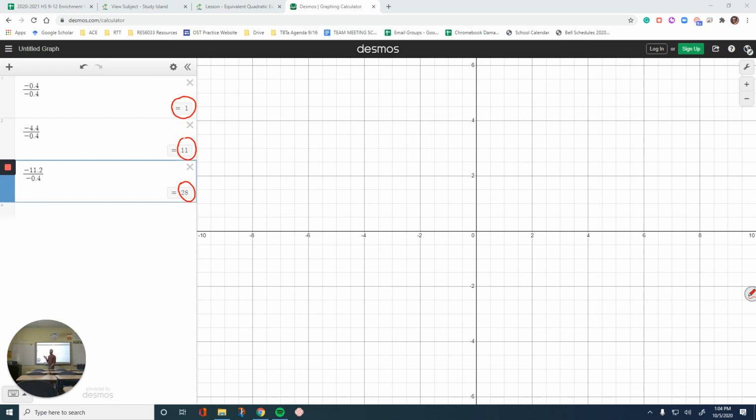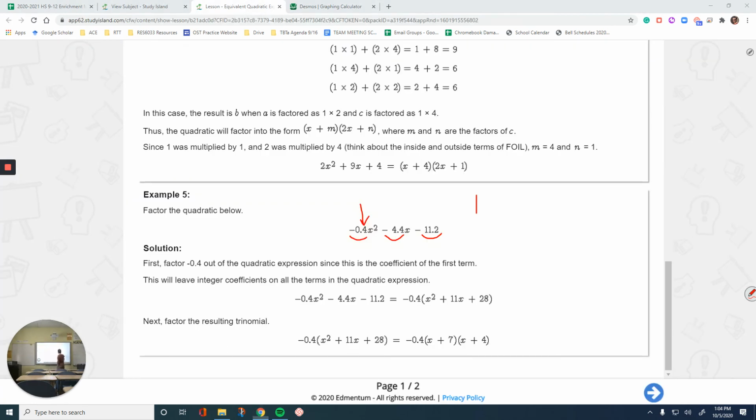If you want to, you can pause the video and look at the divisions to see what is going on in there. 1, 11, and 28 are my numbers. Let's just fill out the variable parts. So before that, I took out negative 0.4, remember? And then it is times 1x squared, 11x, and then the last one is just going to be a number. 1x squared plus 11x plus 28. And I don't want to have that 1 in here because that doesn't look good enough. So this is what I have.